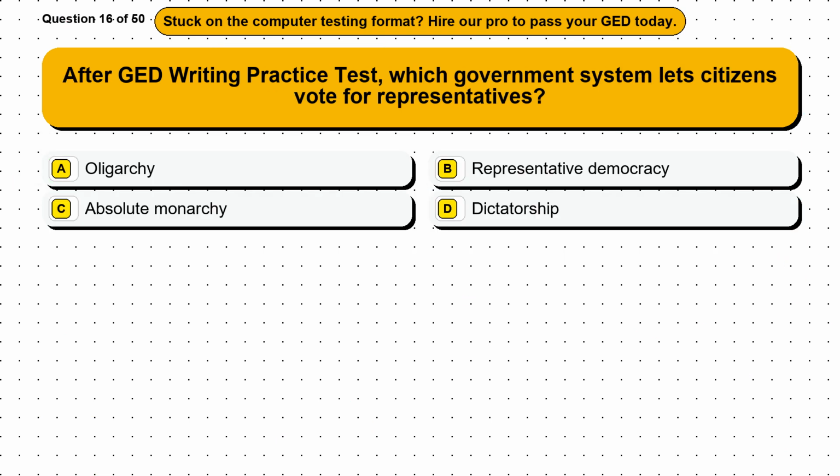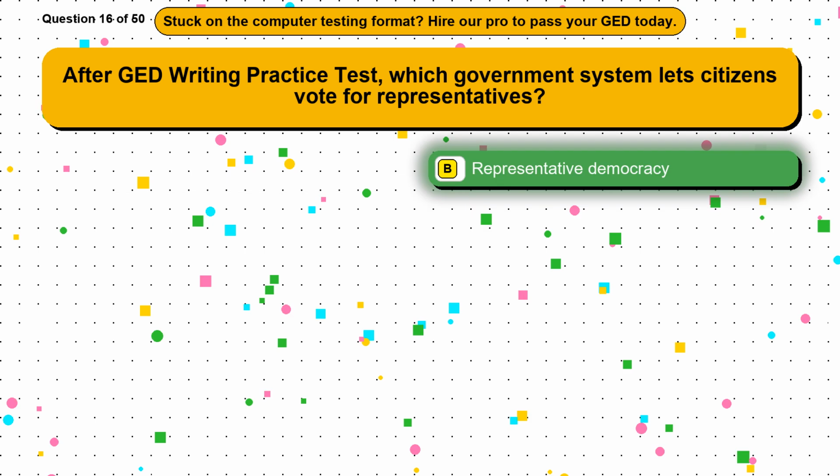Question 16. After GED Writing Practice Test, which government system lets citizens vote for representatives? Option A, oligarchy. Option B, representative democracy. Option C, absolute monarchy. Option D, dictatorship. The correct answer is option B, representative democracy.